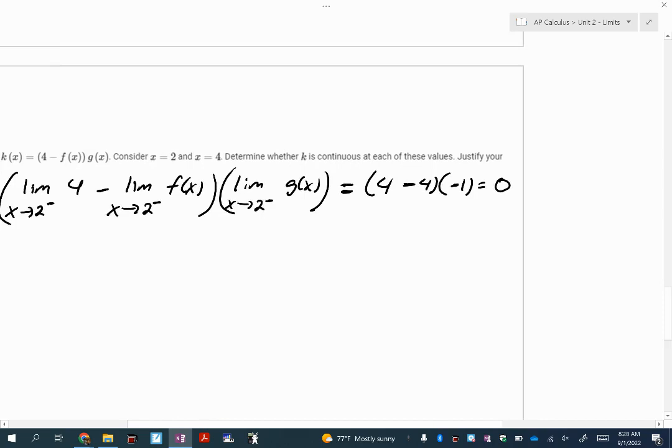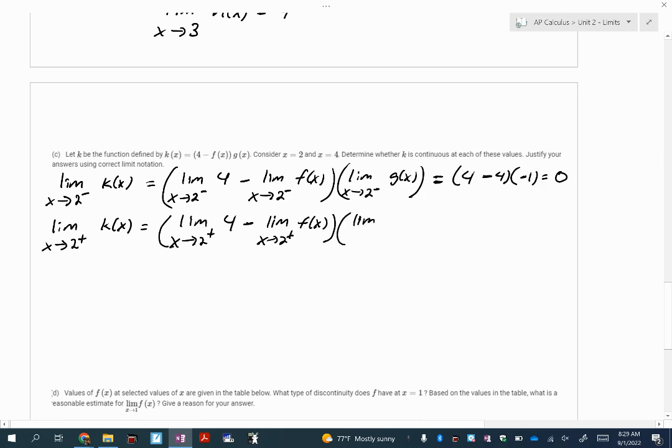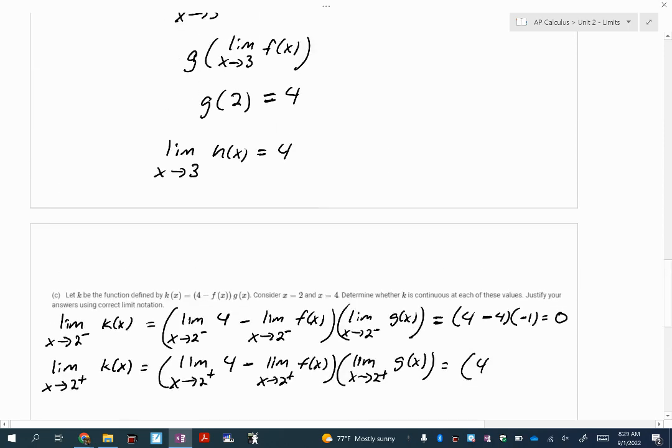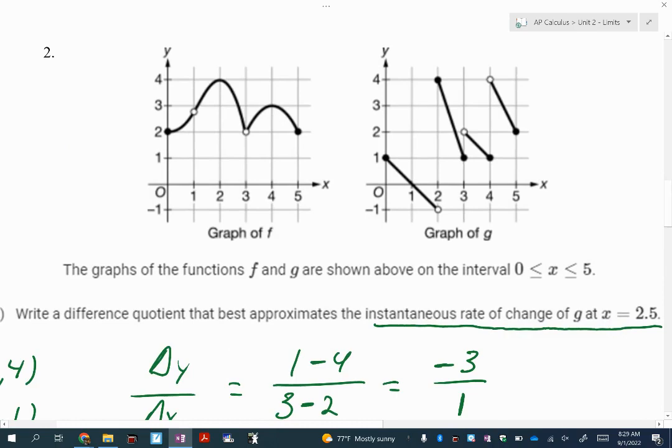All right, now let's see what happens when I do the same thing, but approaching this 2 from the right. So I'm going to do the same notation. So copy it down, but now I'm just doing 2 from the right. We know that's still going to be 4, and then multiplied by the limit as x approaches 2 from the right of g of x. All right, so I know that's 4. Let's find the limit as x approaches 2 from the right of f of x, which is also 4.